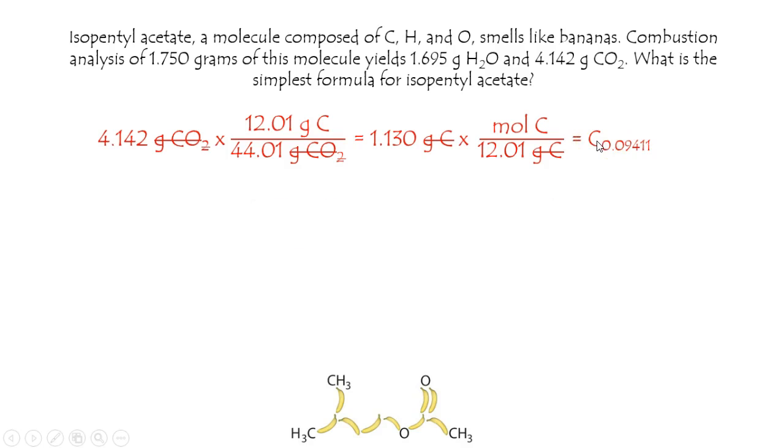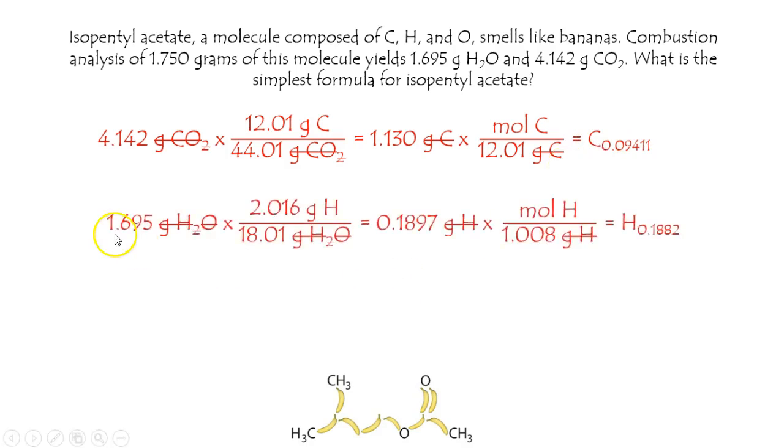Let's do the same for the hydrogen. This follows the same procedure. 18 grams is a mole, but of those 18 grams, 2 came from hydrogen. We're getting these numbers from the periodic table, average atomic masses. And so we have then used up 0.1897 grams of our sample, but not the whole 1.75. Proceeding on to its molar fraction, we get a number of 0.1882.